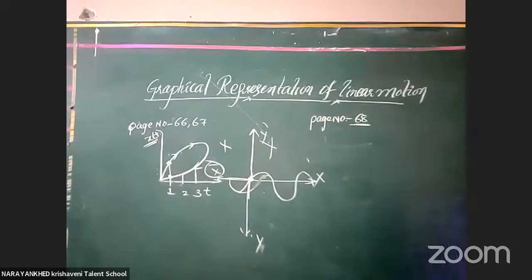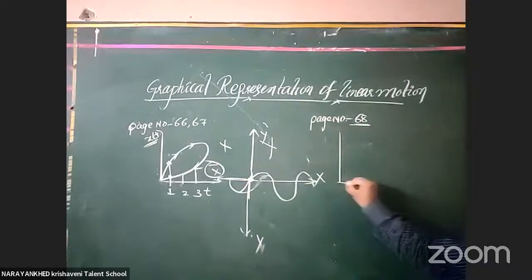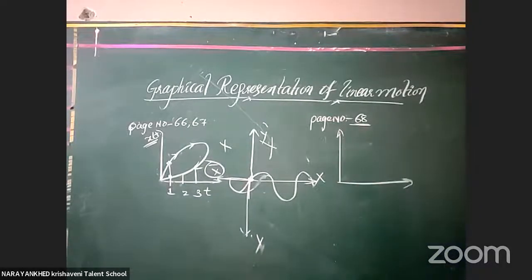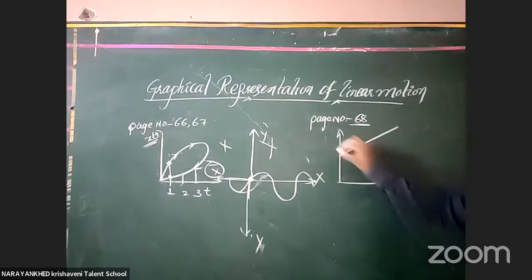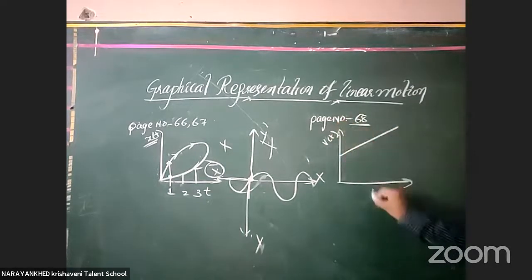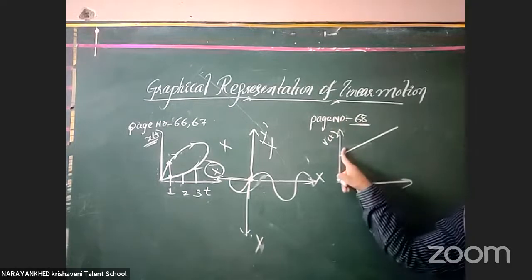These two graphs are wrong. Next, one more graph is given here. It is a one-dimensional motion only, as we already discussed. What is this? It is a velocity graph. Now, what is it? It is a one-dimensional motion only.